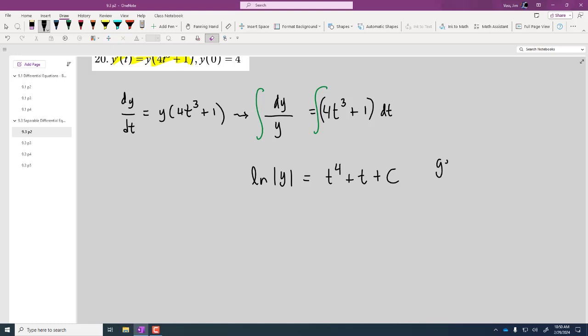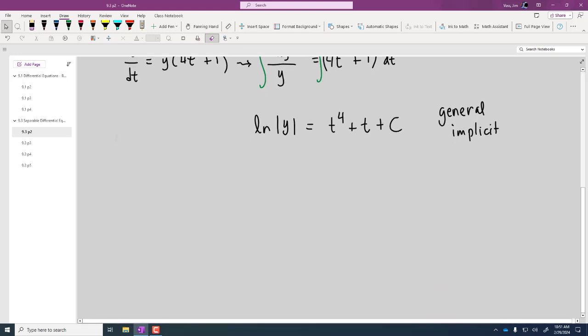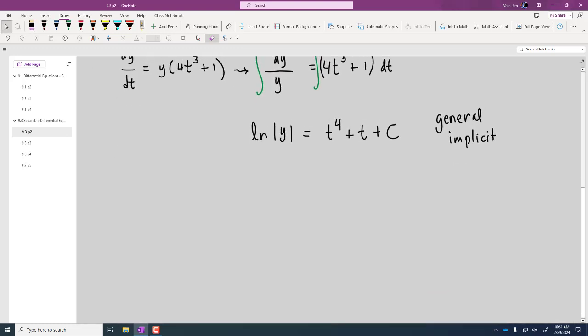So this is general because we have a C. And is this implicit or explicit? Implicit. And this is implicit because we have an isolated Y. So now our next goal is to isolate Y if we can.